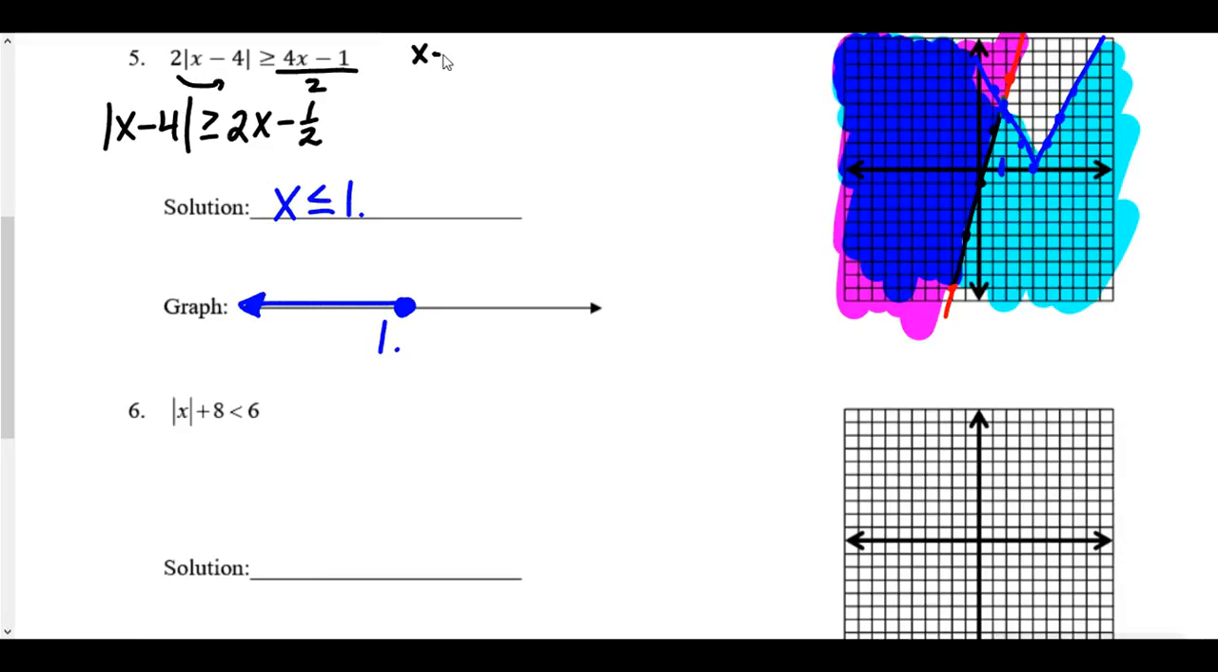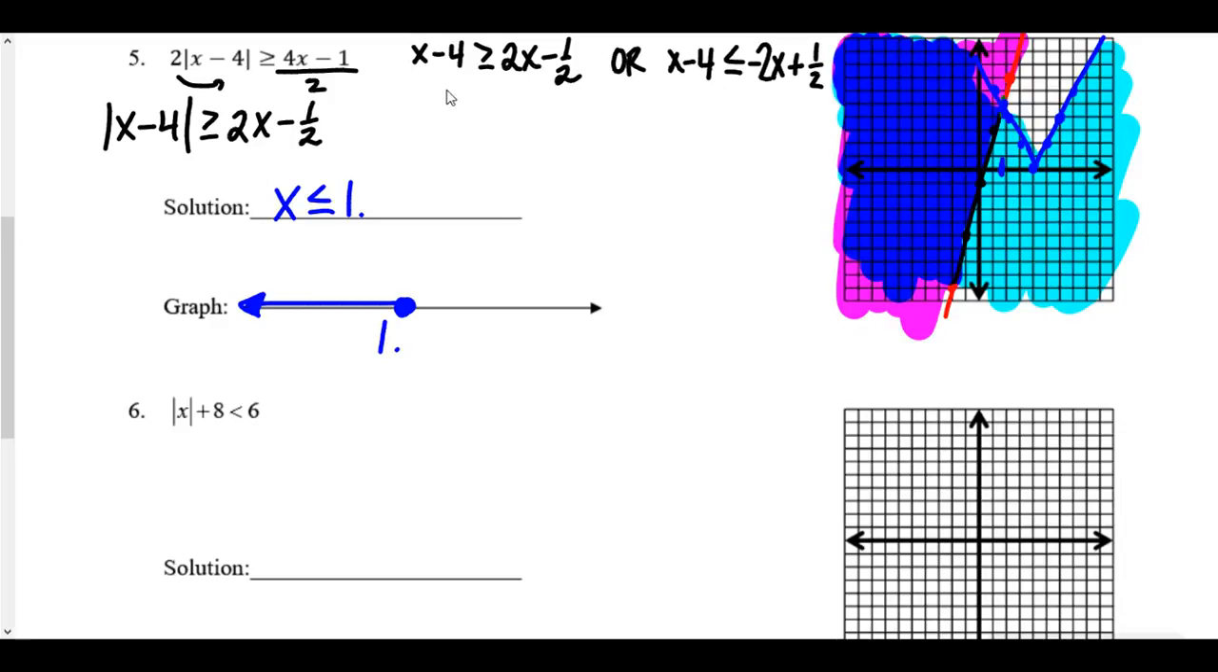If x minus 4 is positive, it has to be greater than or equal to 2x minus 1/2. I just leave everything the same. This was a greater than or equal to, so this gets an or. If x minus 4 were negative, I'm going to flip my inequality because I'm multiplying by a negative. It would be negative 2x, and the minus 1/2 would switch to plus 1/2. Now I need to solve each of those algebraically.